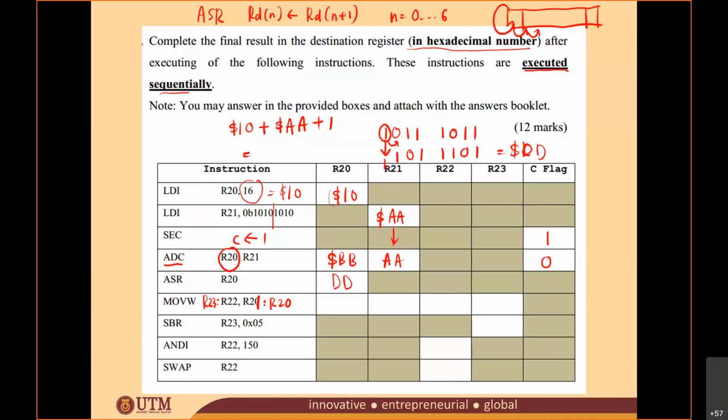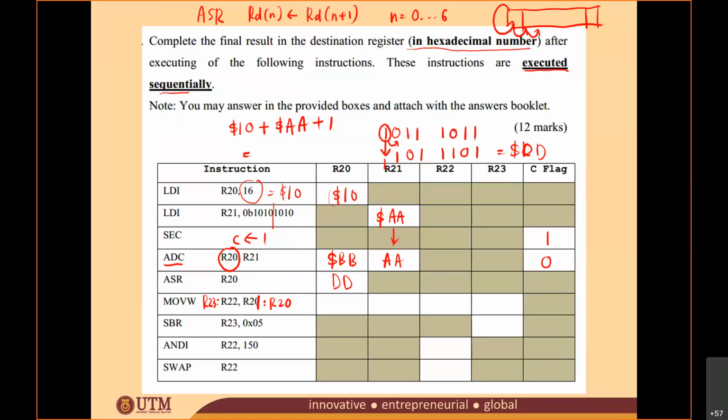Okay, next. MOVW R23, R22, R21, R20. So what does this instruction do? This instruction says that you're going to move one word, or one pair of registers, to another pair of registers, which is you're going to copy from R21, R20 and put it to your R23 and R22.